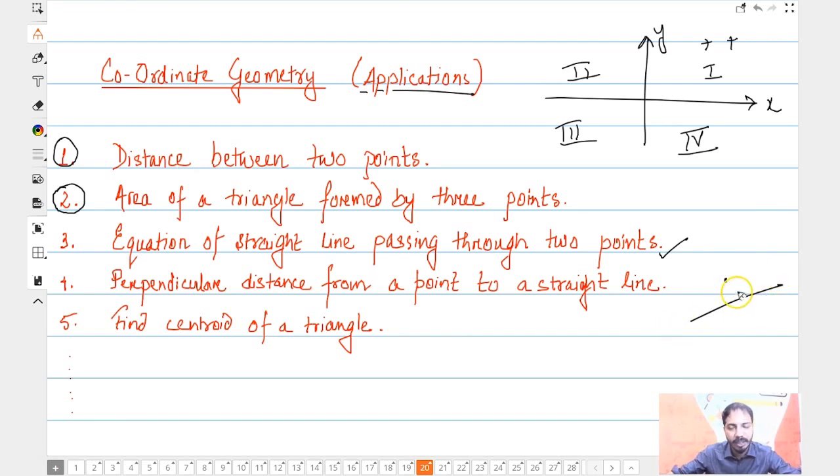So suppose you have a straight line and you know the equation of this straight line, and you have a point, say x and y. What is the perpendicular distance of this point from the line? You can find this out. Also find out the centroid of a triangle, and there are numerous applications. So these are the applications that I will be taking in this class today. So let me show you. First one is distance between 2 points.